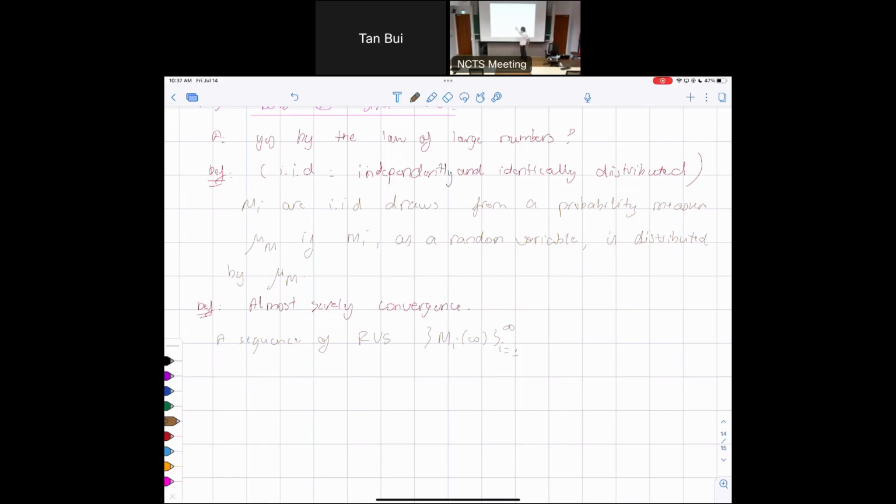Think about this: for each omega, this is a sequence of numbers, as we know from high school. So we have many sequences of numbers, actually infinitely many. That's called a sequence of functions. But other than that, don't worry. Just for each omega, it is a sequence of numbers. Okay, so we have a sequence of random variables.